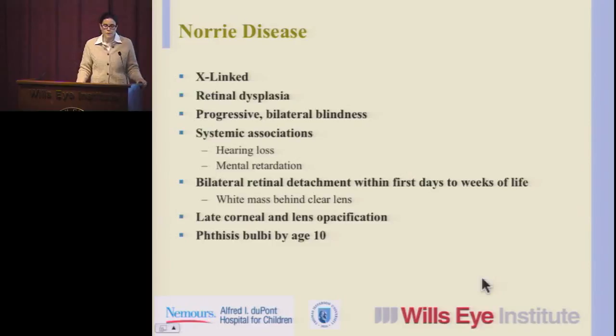Norrie disease. Norrie disease is also X-linked, and this results in progressive bilateral blindness. Common systemic associations are hearing loss and mental retardation, and unfortunately these children have bilateral retinal detachments within typically the first few days to weeks of life, and they get late corneal and lens opacification and phthisis by about age 10. And surgical repair is really unsuccessful.